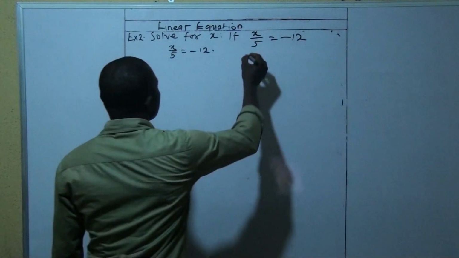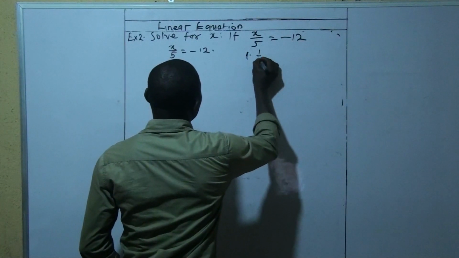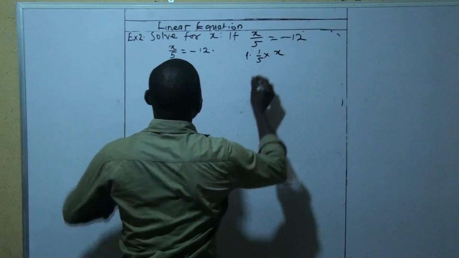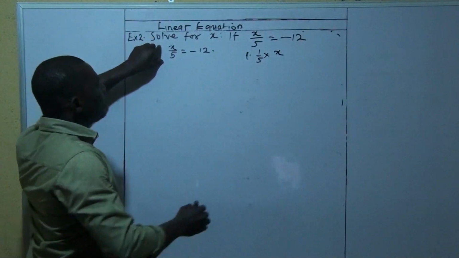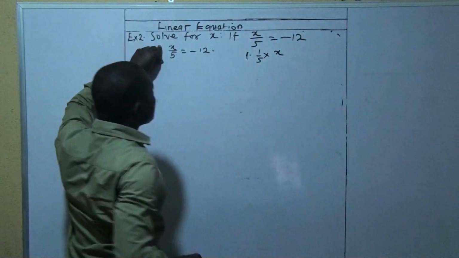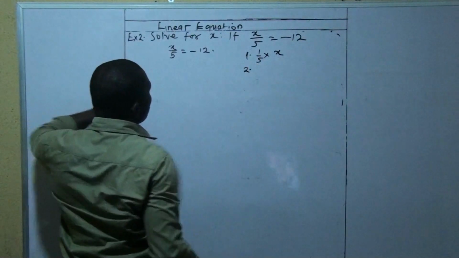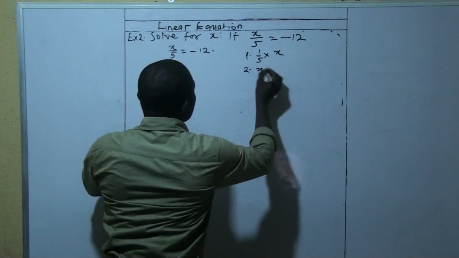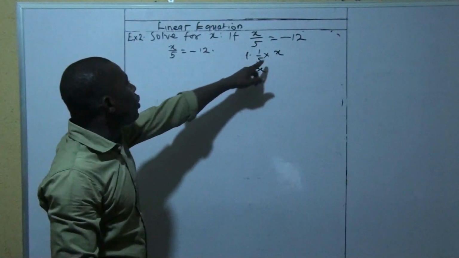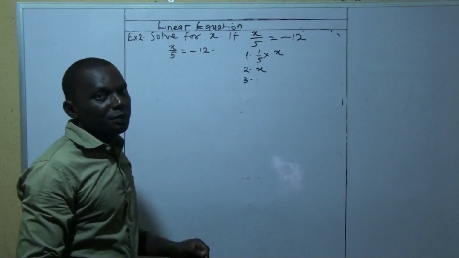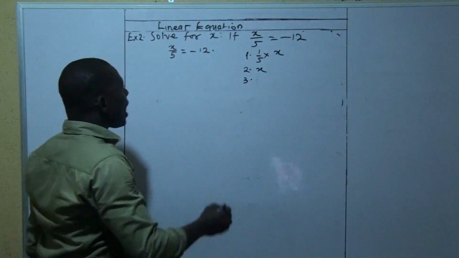So the first step is to separate them. So here we have 1 over 5 times what? x. That is the meaning of x over 5. It means 1 over 5 times x. So we have done that. That is step 1. Then step 2 says that we should identify the unknown term. The unknown term here is x. Then step 3 says we should identify the coefficient of the unknown term. So the coefficient of x is 1 over 5. Please let's take note. The coefficient of x here is 1 over what? 5.